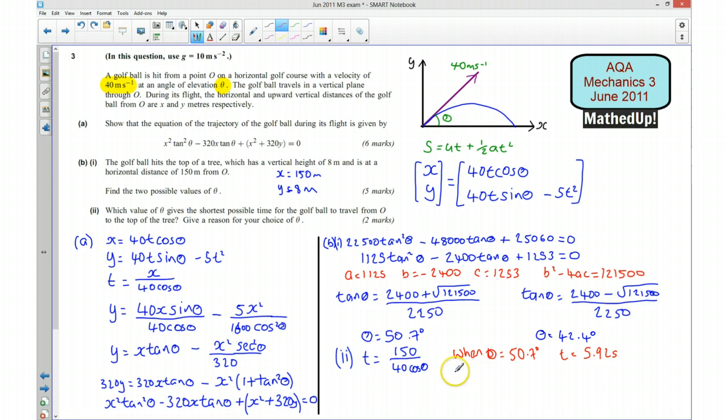And when theta is equal to 42.4 degrees, then time is going to be equal to, and I put 42.4 into theta here, and I get 5.07 seconds. Okay, and then we can say, well, therefore theta equals 42.4 degrees. It gives the shortest possible time.